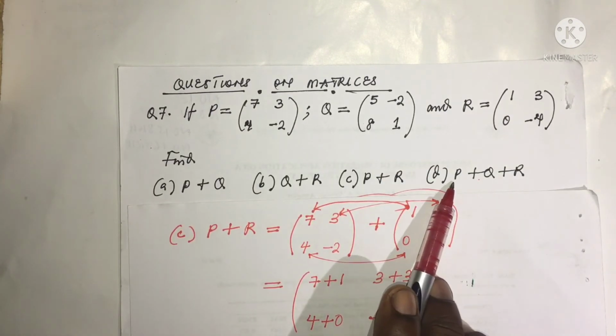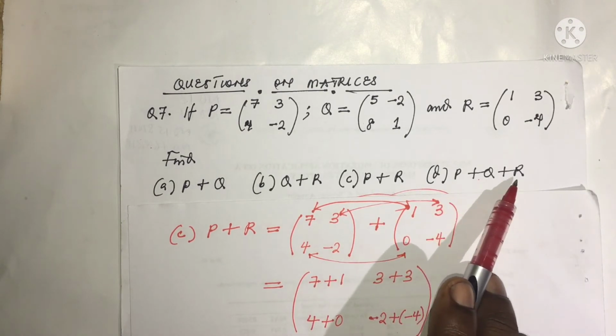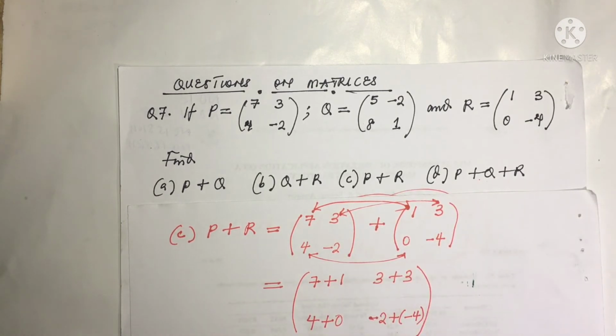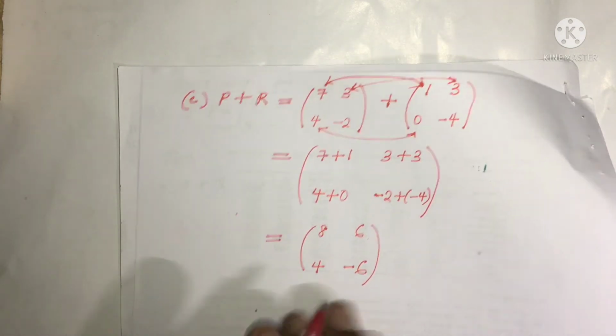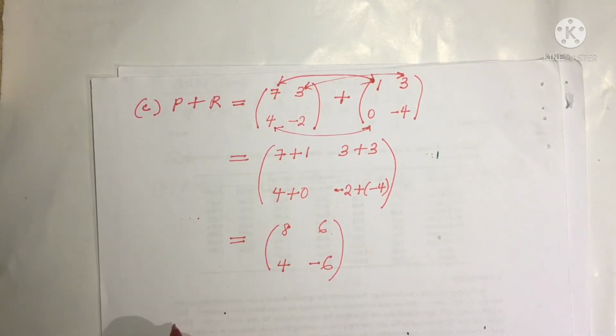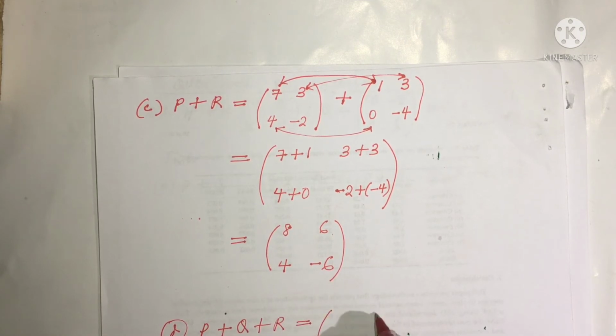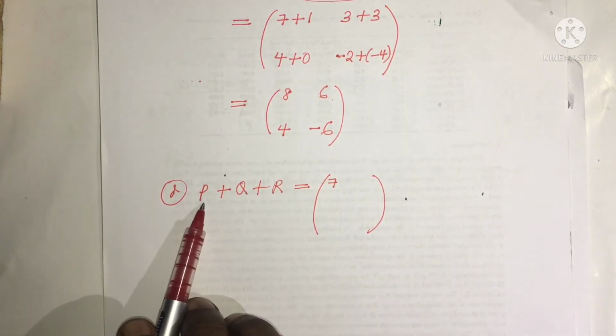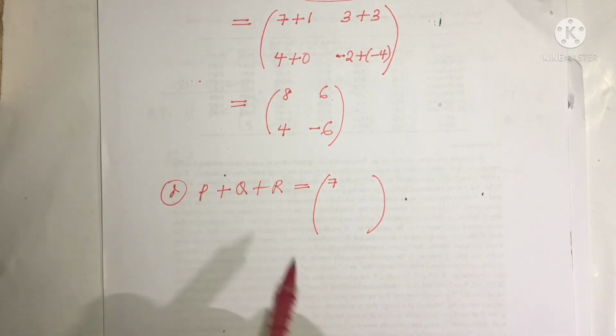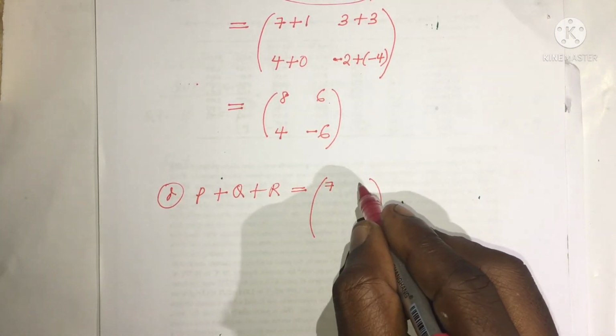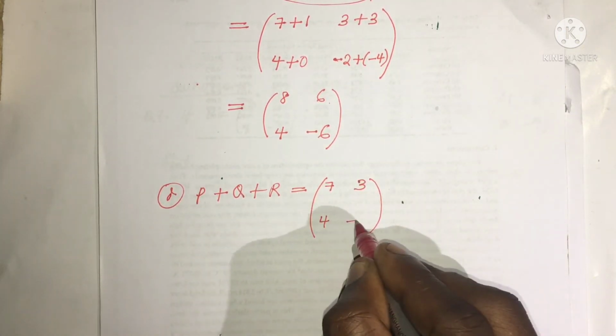Now let's go to solving the last problem. The last problem requires that we add P to Q to R. We can actually do that problem by taking them in twos, but we can go straight into taking them in threes at once. So let's go to problem D. Problem D requires that we add P to Q and to R. So what is the matrix P? We want to now find P plus Q plus R. The matrix P is the matrix 7, 3, 4, minus 2.